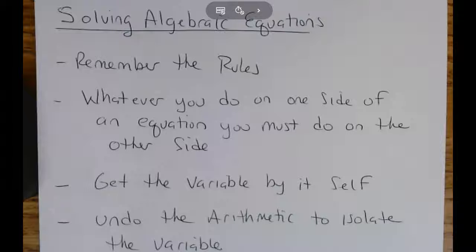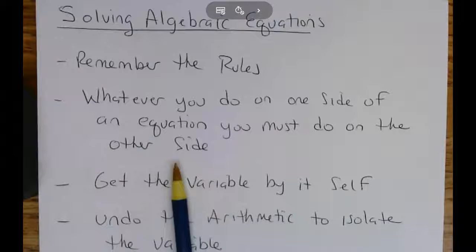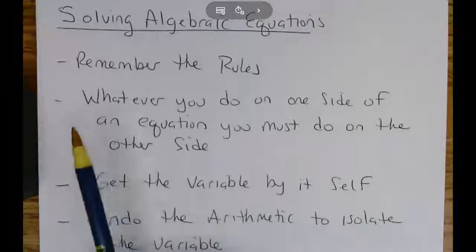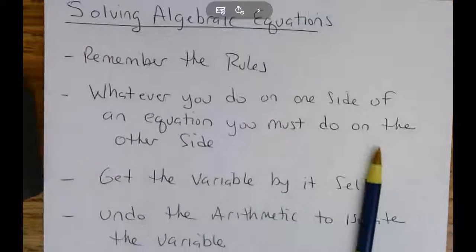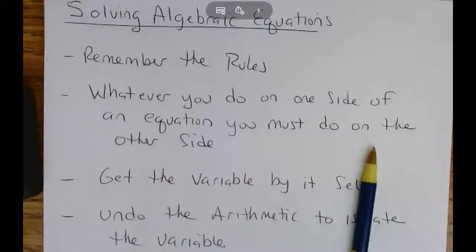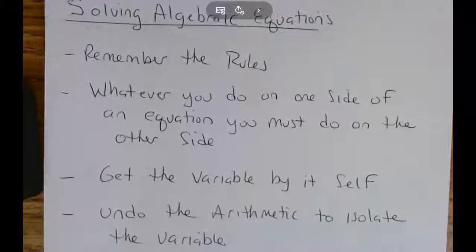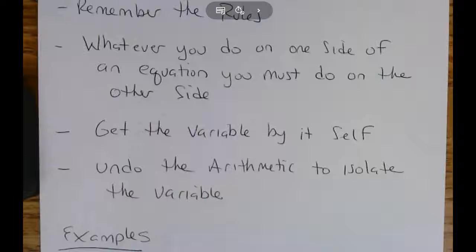Okay, so probably the most important rule you want to remember is whatever you do on one side of an equation, you must do on the other side, and I'll show you what I mean by that. So really, we're just doing something to one side to get a variable by itself, and then if we do this same thing to the other side, we don't change it. Okay. Next one, get the variable by itself.